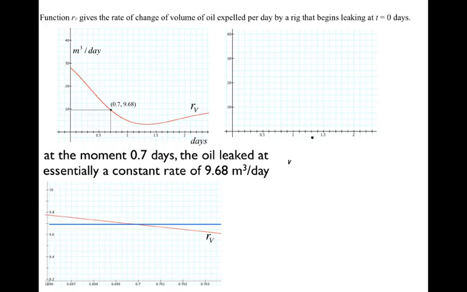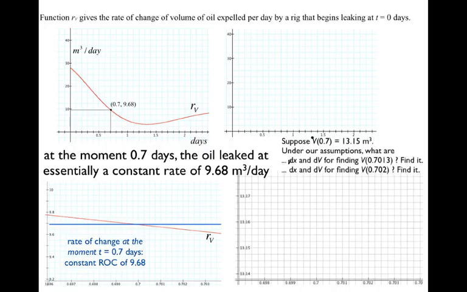Okay, well, now we've got constant rate of change. So the rate of change at the moment 0.7 is constant at 9.68, represented by the blue graph, the blue display graph. So now we've got a moment, we've got constant rate of change, so we can do everything we've learned. So suppose that the volume at 0.7 is 13.15 meters cubed. Suppose we know that up to 0.7 days, the total accumulated amount is 13.15 meters cubed.